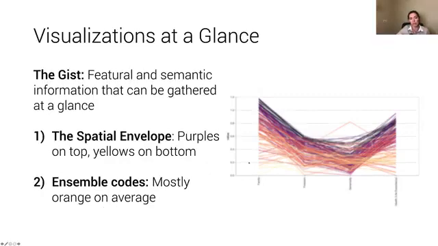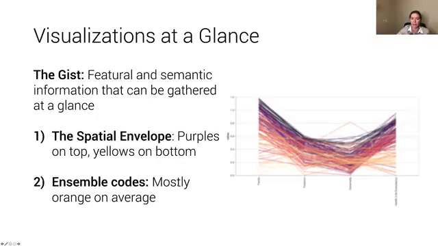So if we blur the image, we get a proxy for how this visualization looks when somebody just merely glimpses at it. With reference to the spatial envelope, we can see that we mostly see purples up here on top and yellows down here on the bottom, oranges in between. And with respect to ensemble codes, we can see that this parallel coordinates plot is mostly orange on average, with a pretty wide variance to the yellows and the purples.